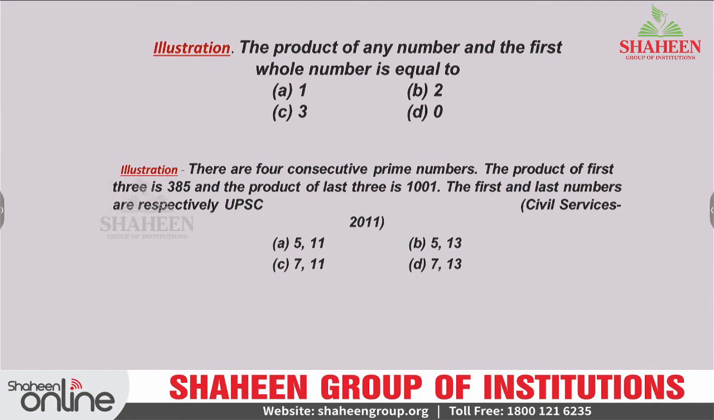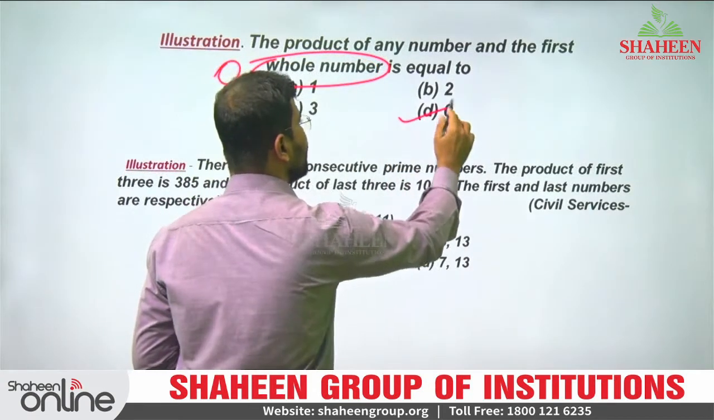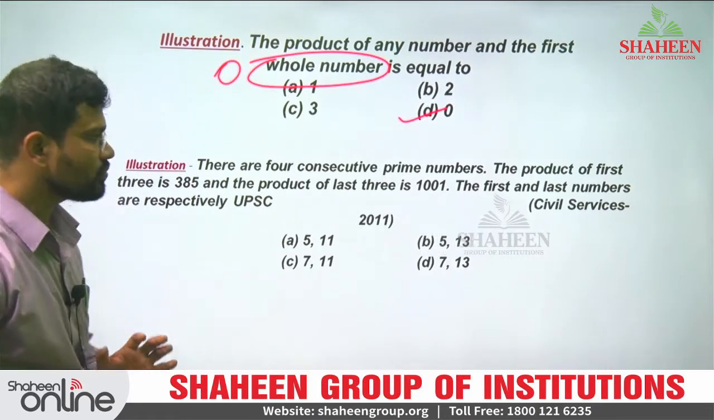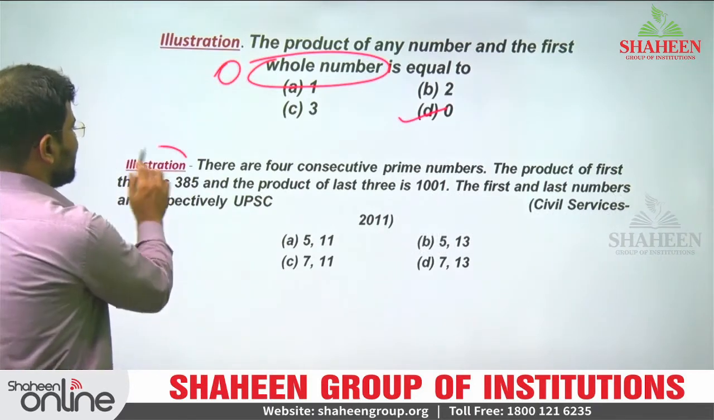We will see some examples. Now the product of any number and the whole number, you take any number. So yes, it starts with 0. 0 multiplied with any number is again equal to 0 only. Let us take another example here.